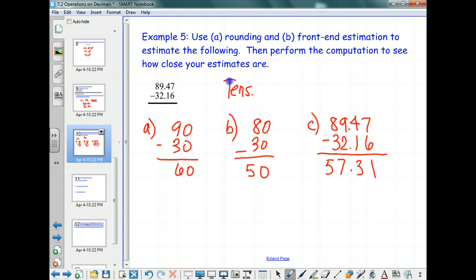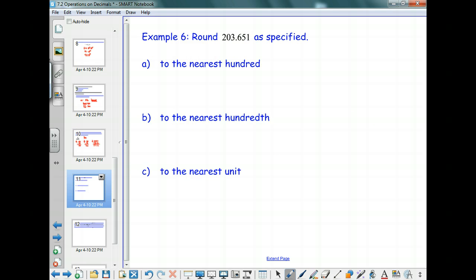So which would have to be closer to this one? A. It doesn't always work out that way though. Sometimes your front-end estimation, once you do the subtraction, actually ends up being a very good estimate. It just depends on the numbers you're working with. And sometimes your front-end estimation will actually look exactly like your rounding, depending on the numbers you're working with as well.